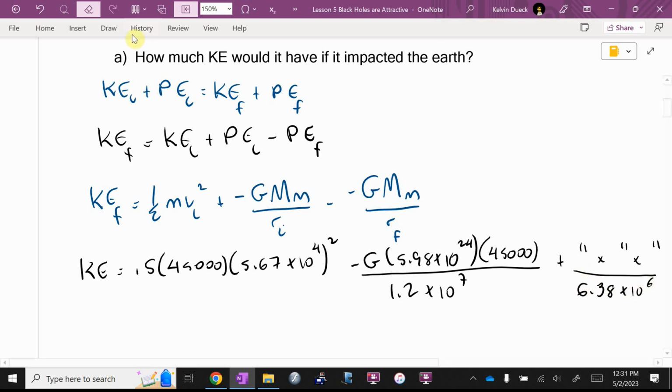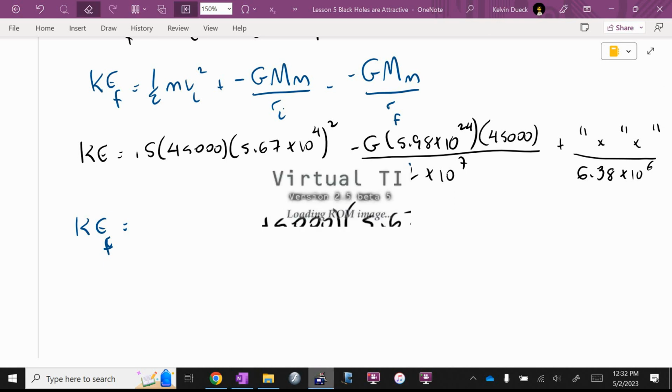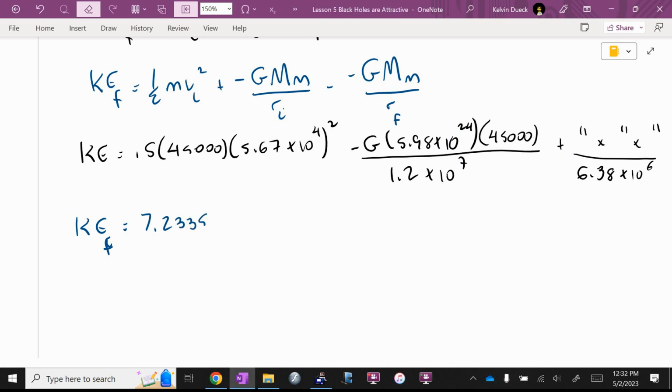I don't think I would try typing this whole line in one fell swoop. I think I would do each of these terms individually to about 5 sig figs. This is KE final, Mr. Dueck. So I would do the 0.5 times 45,000 times 5.67 times 10 to the fourth, squared. So it has 7.2335. That's a good place to round off. Times 10 to the 13th joules. Wow, that's a lot. 7.2335 times 10 to the 13th minus.